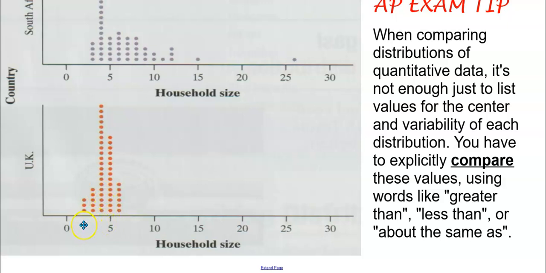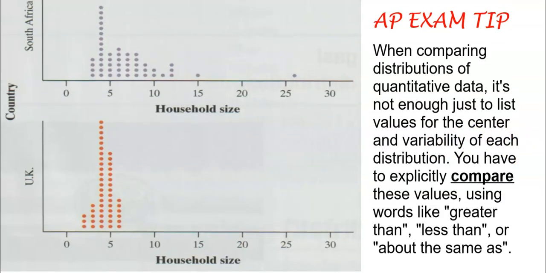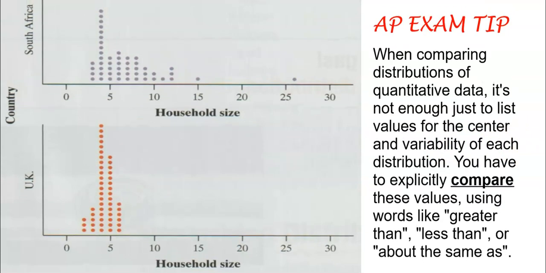So it would appear that we have 2, 3, 4, 5, and 6. One of the things that I'm noticing right off the bat is that these do have labels on the side, so I can tell you which country is which. Our horizontal axis is still labeled with what we're measuring. We're measuring household size.